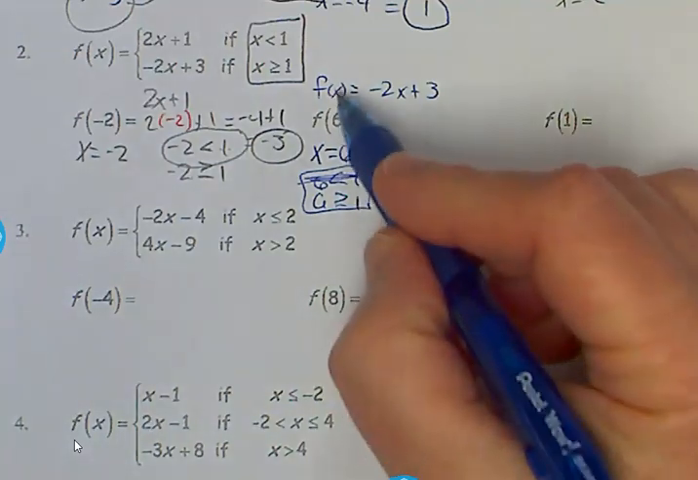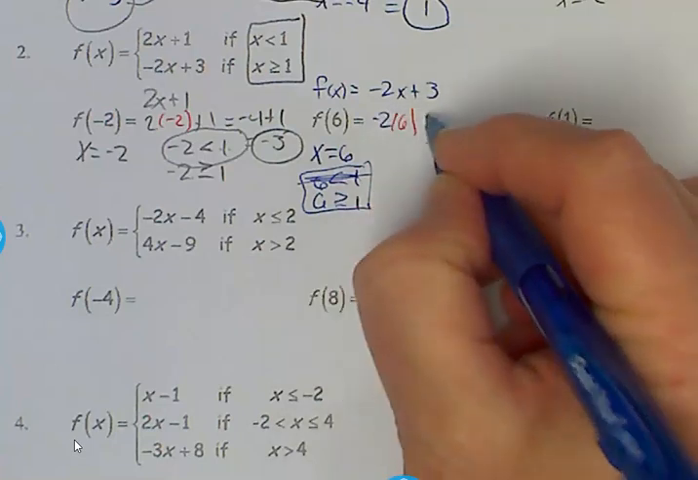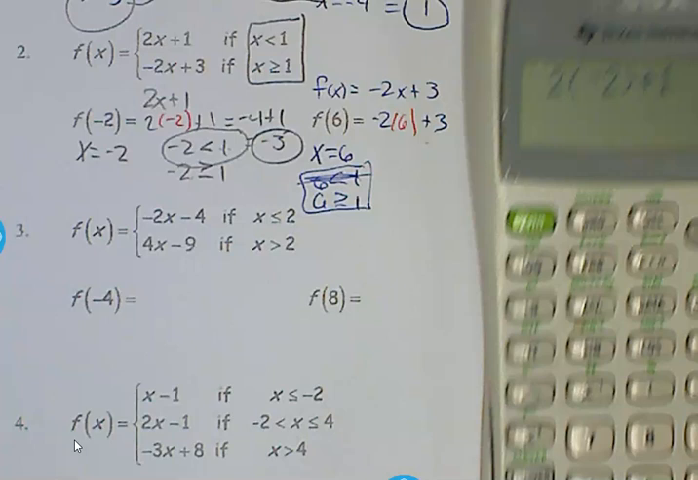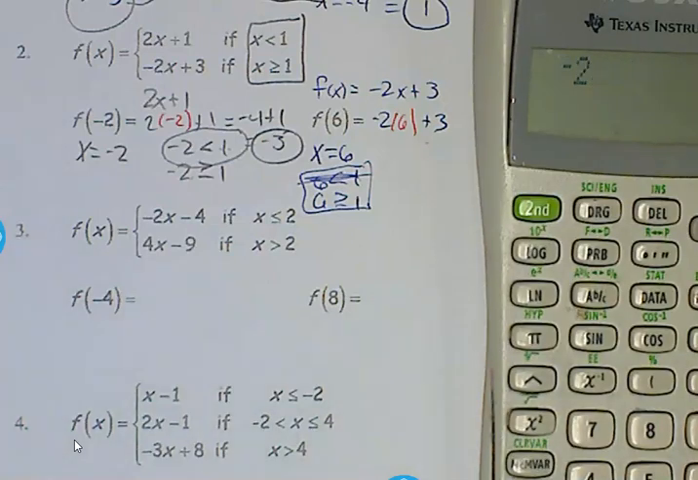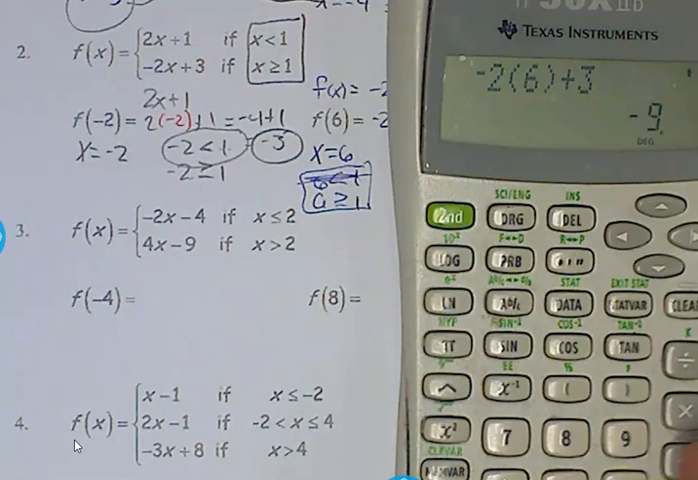Okay, and everywhere there's an x, we're going to replace that with a 6. So we're going to take out the x, put in a 6, and then the other stuff around it, we're just going to do what it says to do. And again, if you're not a big fan of working with the negatives, let the calculator do it. So now it's -2, parentheses, 6, plus 3. There you go. You got your -9.